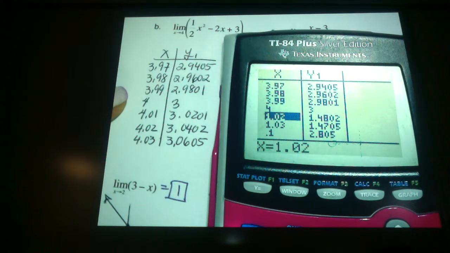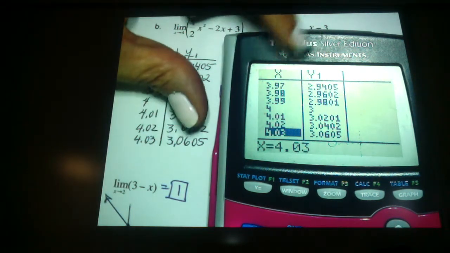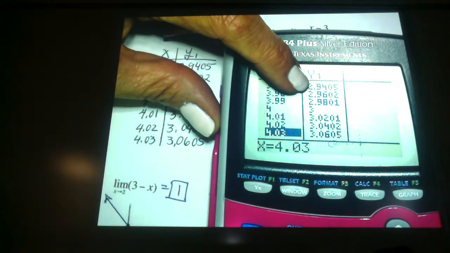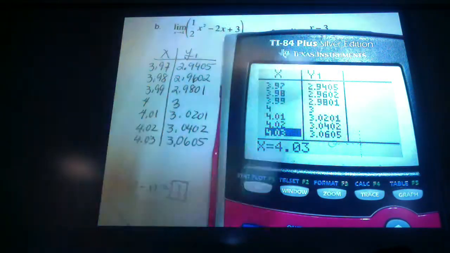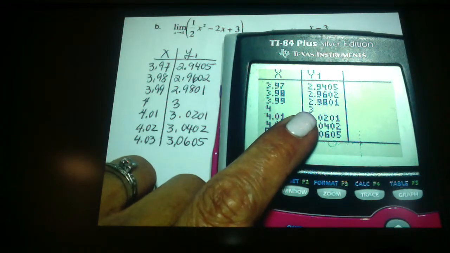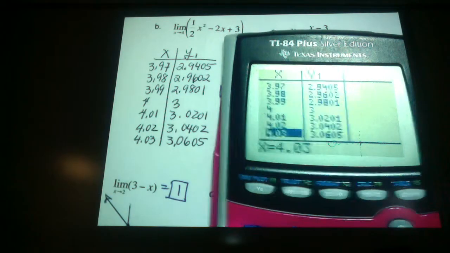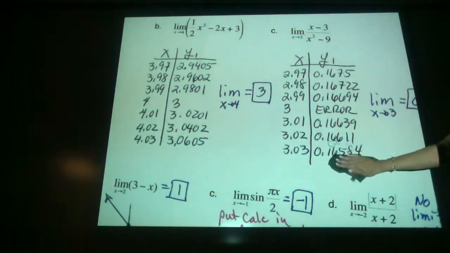So 4 does not get an error this time. That is your exact limit, because that's substitution. So this one we could use either way. But I just wanted to point out to you that your table is going to show you the same thing as direct substitution shows you. So as you approach 4 from the left, it's getting bigger and bigger and bigger until it hits 3. And then as you approach 4 from the right, it's getting smaller and smaller and smaller until you hit 3. So your table of values shows you the limit of that function as it approaches a particular x value.